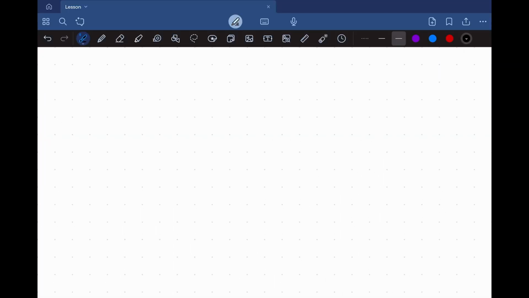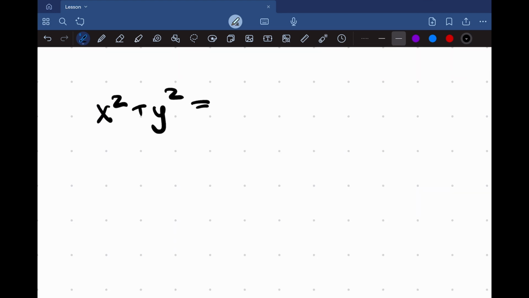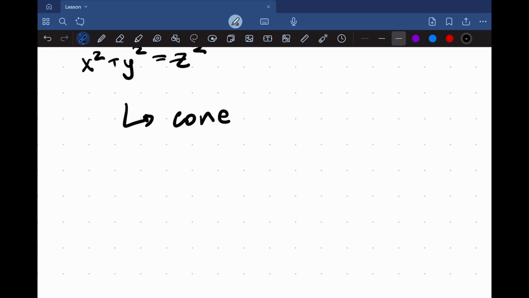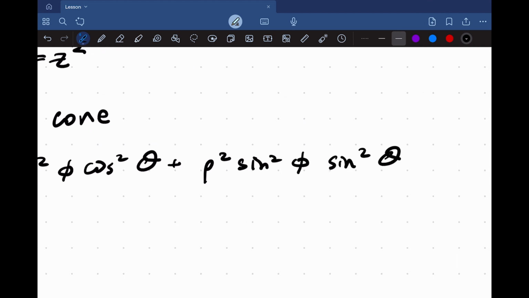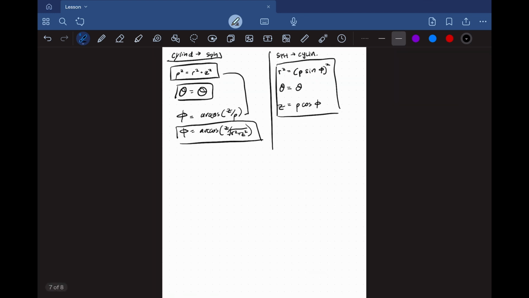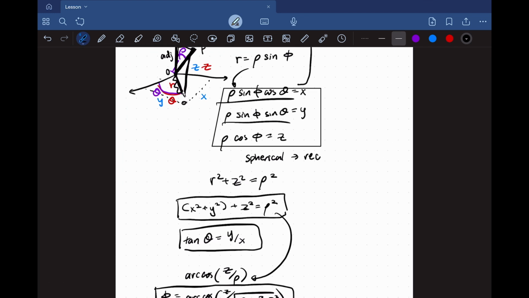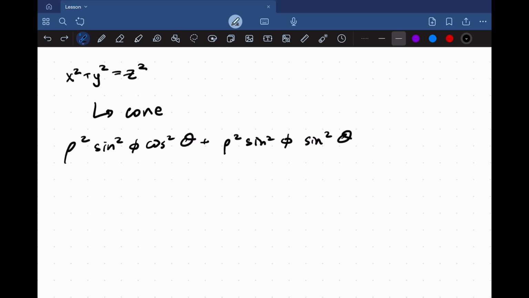So to do some conversions, let's start with the equation x squared plus y squared equals z squared. This is actually a cone, but let's figure out why. When we start, we can convert x squared and y squared to their respective equations from spherical coordinates. So we get rho squared sine squared phi cosine squared theta plus rho squared sine squared phi sine squared theta. Again, I'm just plugging in x and y for the things we just derived over here. Now, that is equal to z squared, which is rho squared cosine squared phi.